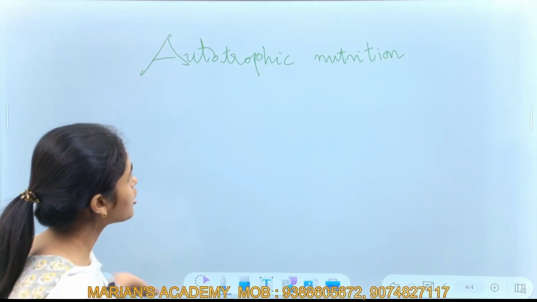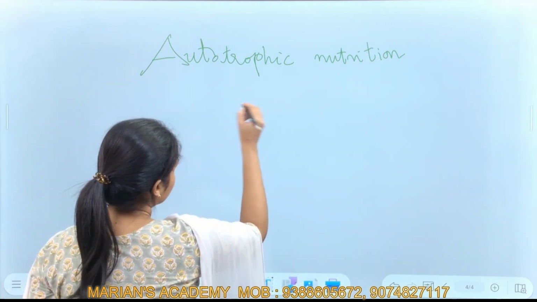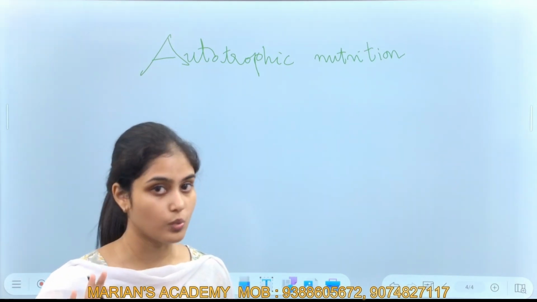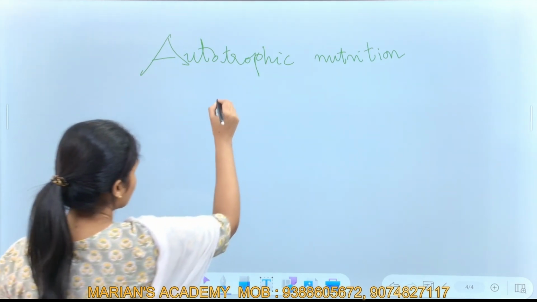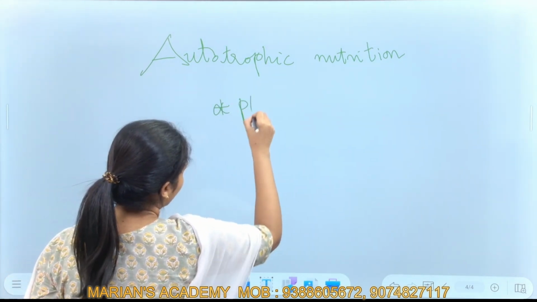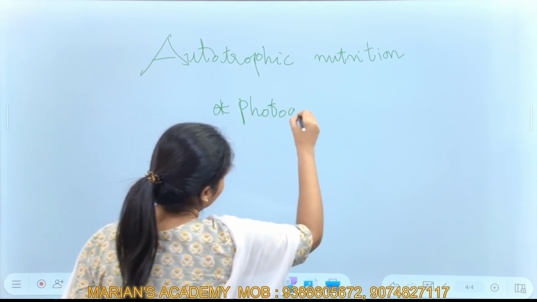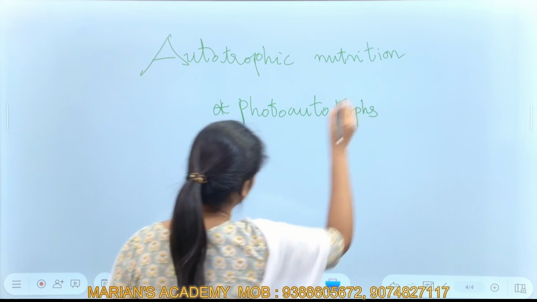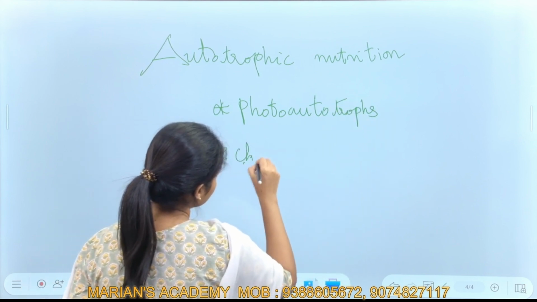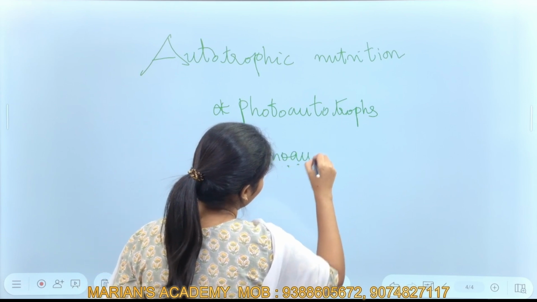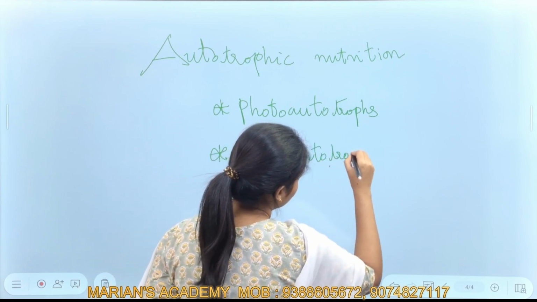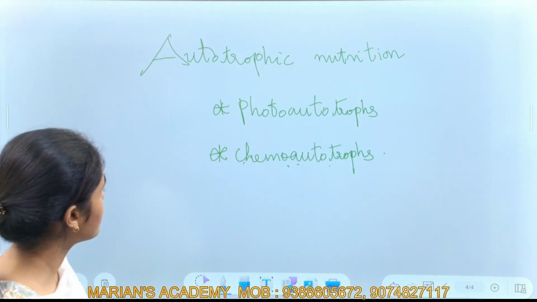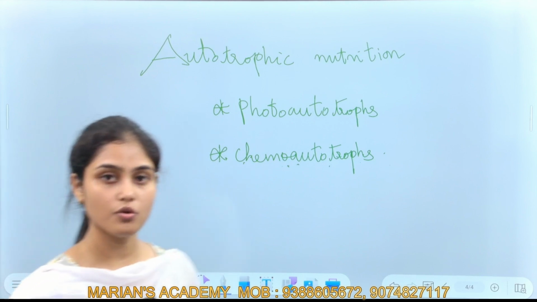Yes. So, in autotrophic nutrition itself, we have again classification coming. Okay. This is a bit advanced, but it is worth learning. That's why I am mentioning that also. One is photoautotrophs. Photoautotrophs. Okay. Second one is chemoautotrophs. So, in autotrophic nutrition, we have photoautotrophs and chemoautotrophs.